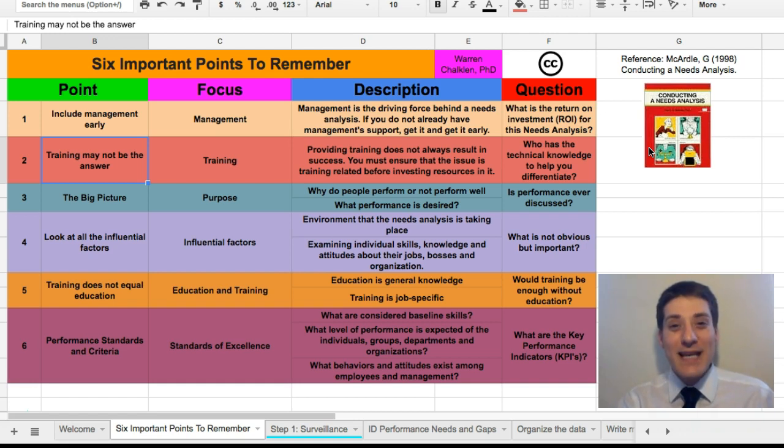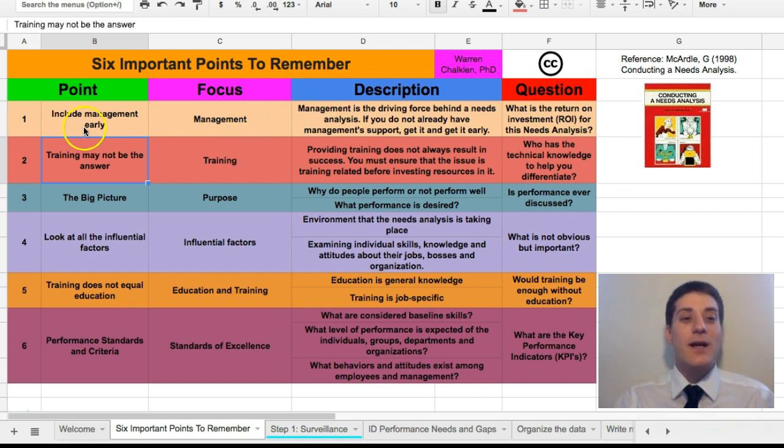And I don't get any credit for this particular book or talking about it in this course. However, my job is to provide the students who take my courses with the best out there. And although this book was written in 1998, it is a fantastic resource, and so I encourage you to look at it. Nevertheless, let's look at the 6 key points you need to know when conducting a needs analysis.